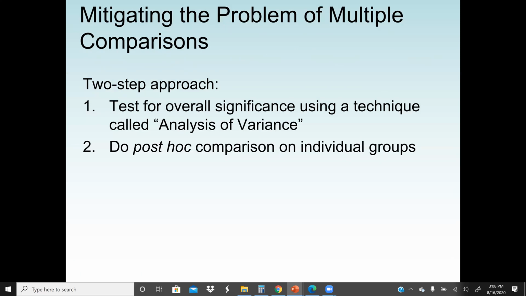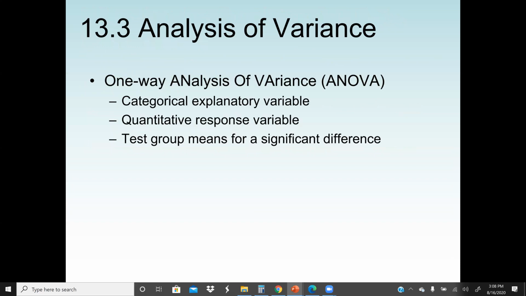Or we can do what we call the post hoc comparison on individual groups. So we start with the analysis of variance. There are some conditions we have to meet here. Here we are doing one-way analysis of variance. We say the explanatory variable is categorical, the response variable will be quantitative, and we test the group means for a significant difference.